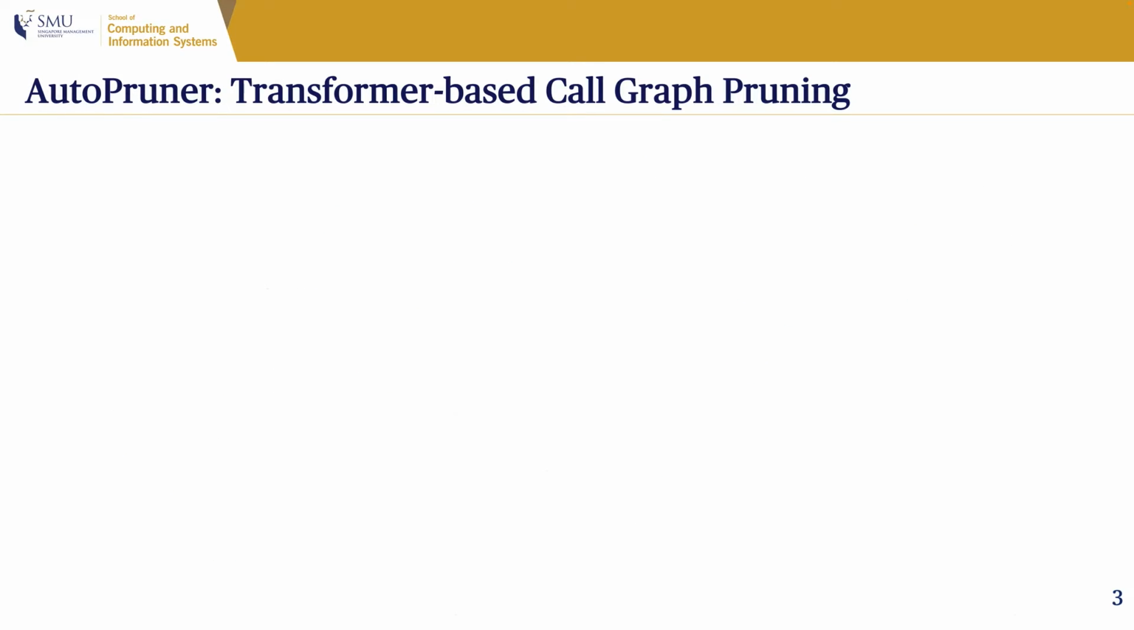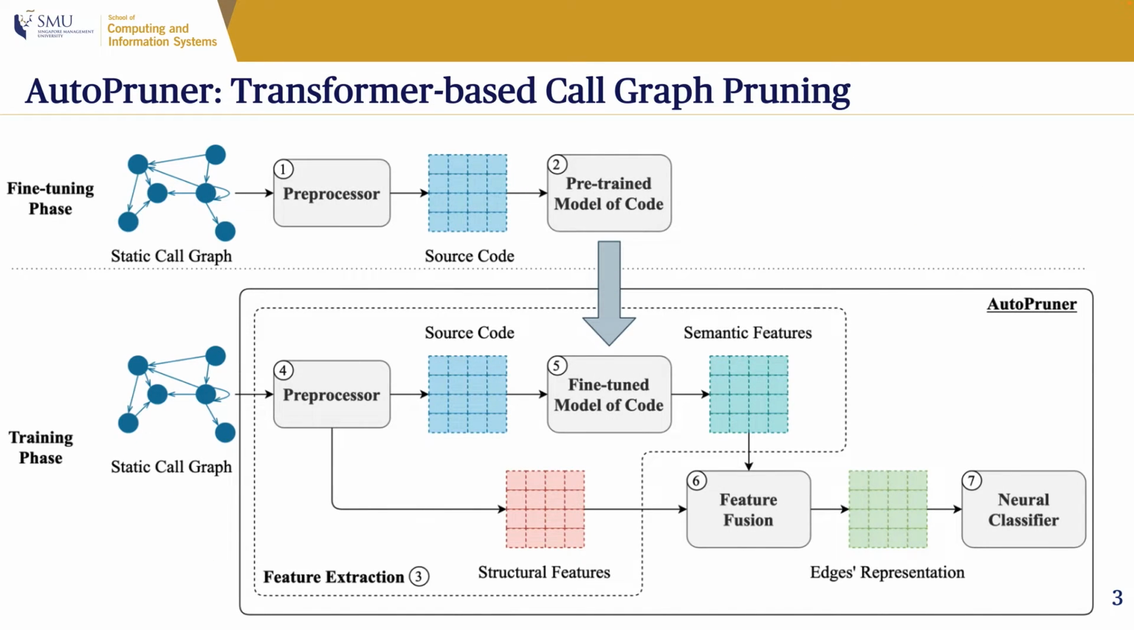Based on the three ideas, we propose AutoPruner, transformer-based code graph pruning. We work in two main phases, fine-tuning phase and training phase. In the fine-tuning phase, we fine-tune the pre-trained model of code to obtain the fine-tuned model of code, which is an adapted version of the pre-trained model of code to our problem.